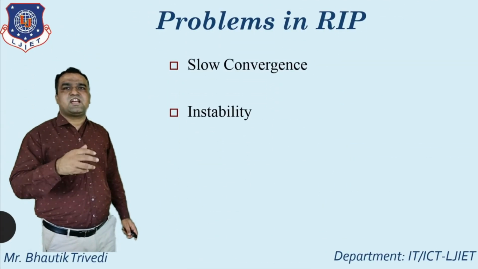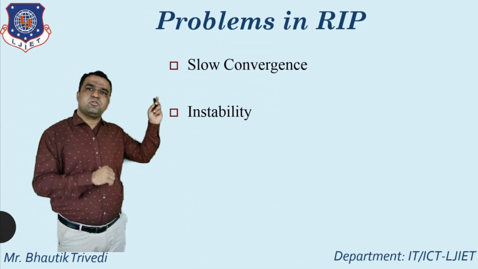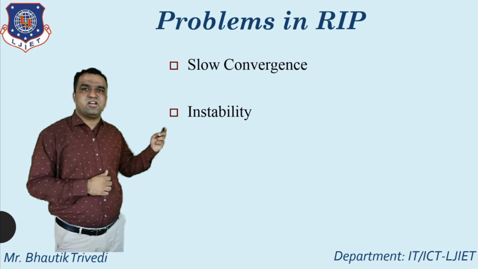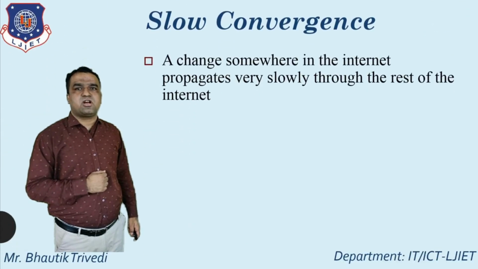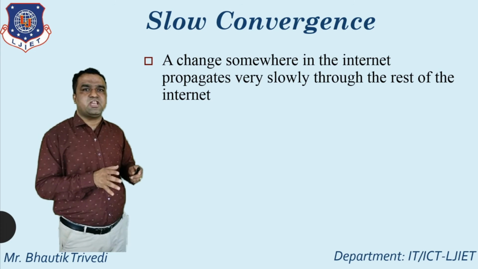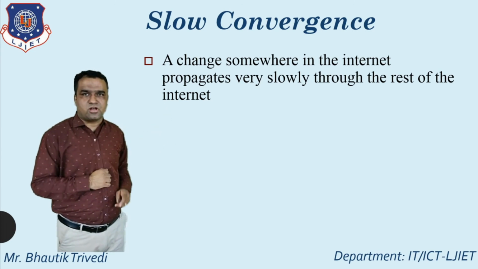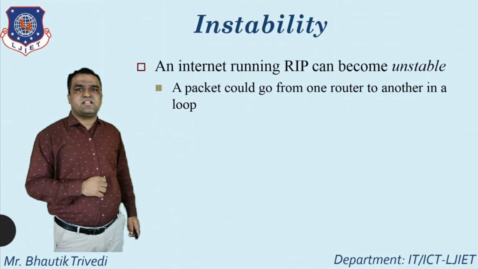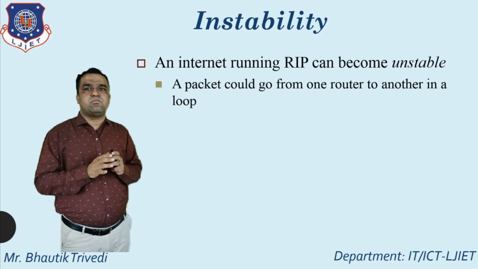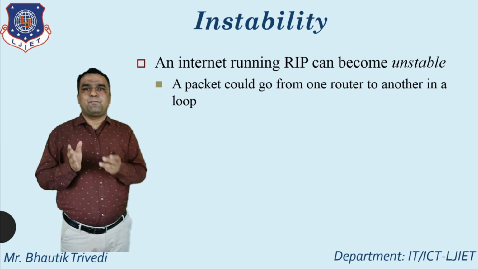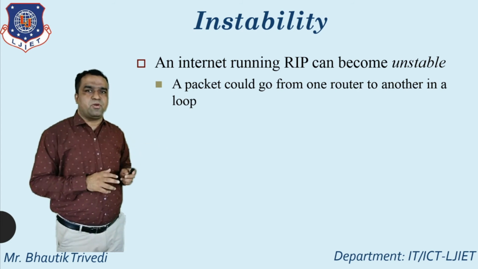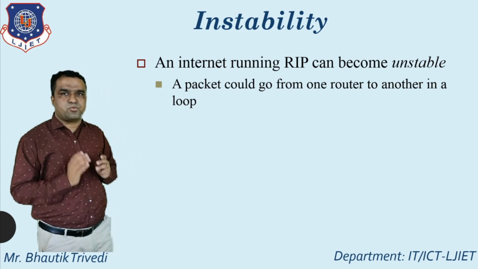After that, which kind of problems occur in RIP? Mainly two problems. One is slow convergence, and the second one is instability. What is the meaning of slow convergence here? A change somewhere in the internet propagates very slowly through the rest of the internet. That is slow convergence. And the second one is instability. Instability means an internet running RIP can become unstable. Unstable means what? A packet could go from one router to another router in a loop. So this kind of problem occurs in the routing information protocol.